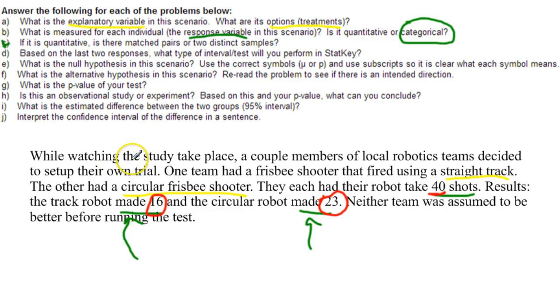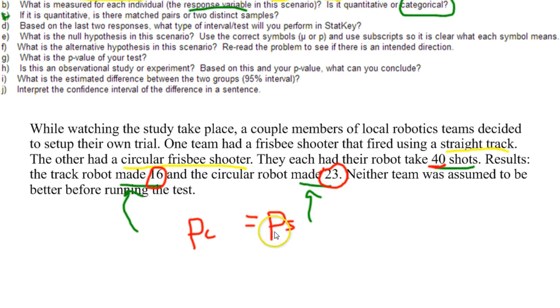Part E says what is the null hypothesis in this scenario, and use the correct symbols. The null hypothesis is that the two proportions, the distinct groups, are going to be equal to one another. Because they're proportions, not means, we're going to say P is equal to P, population proportion is equal to population proportion. I'm going to give this a subscript of C, standing for circular, and the other a subscript of S, representing the straight track. So P subscript C is equal to P subscript S.